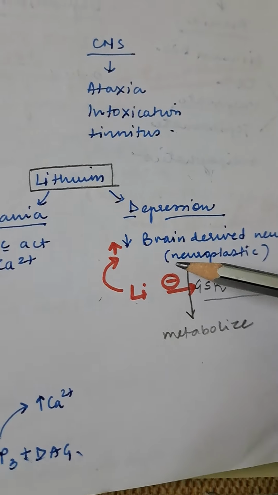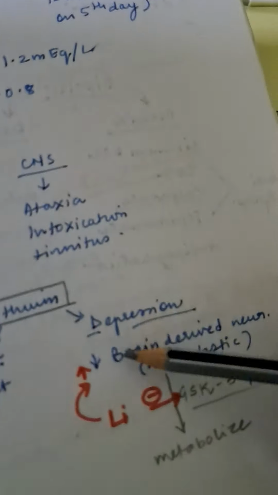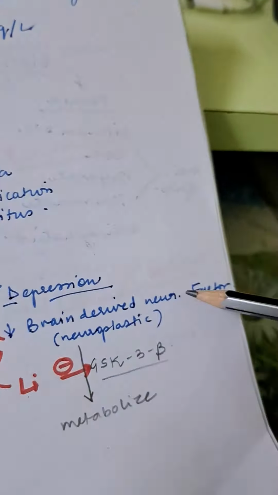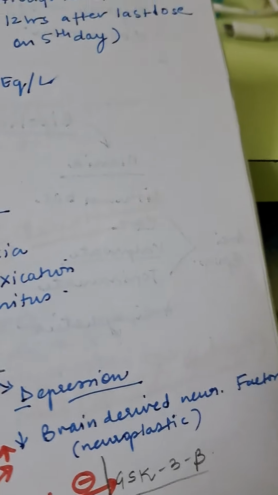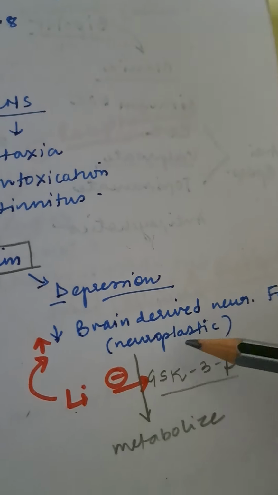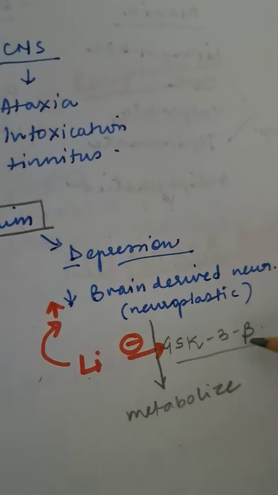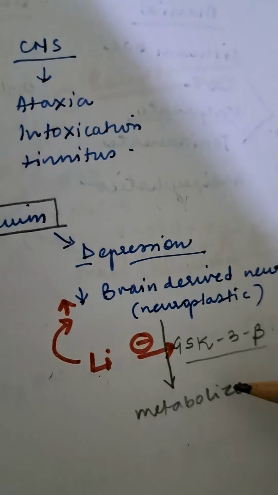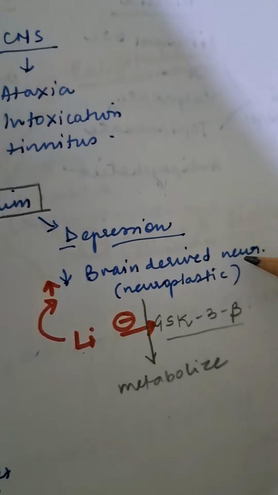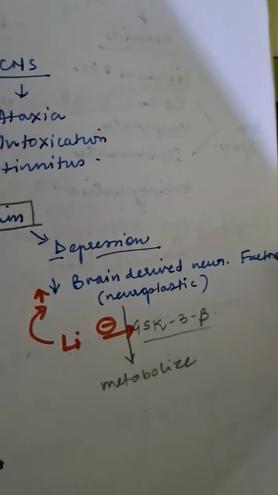In depression, it decreases the brain derived... in depression there is a decrease in the brain derived neurotrophic factor, which causes neuroplasticity. Now, lithium will inhibit this GSK3 beta, which will stop the metabolization of BDNF and thus increase the brain derived neurotrophic factor.